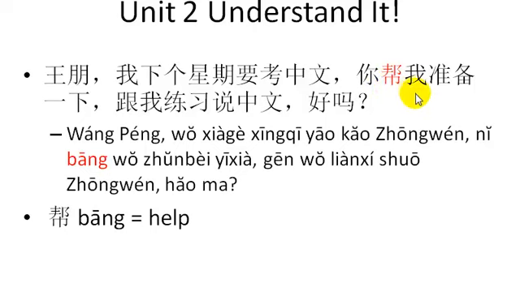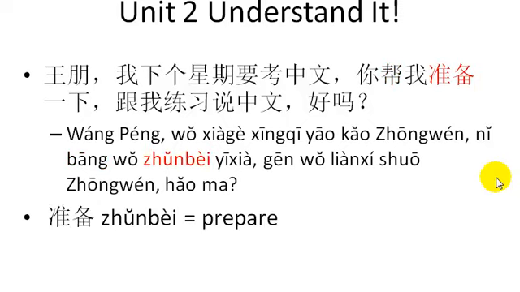你帮我. And now, in English, we say, you help me to do something. Can you help me? And then we add a verb. And so the same thing is happening here. This right here is some sort of verb. 準備. Let's have a look. 準備 means to prepare. 你幫我準備一下. So 準備 means to prepare.